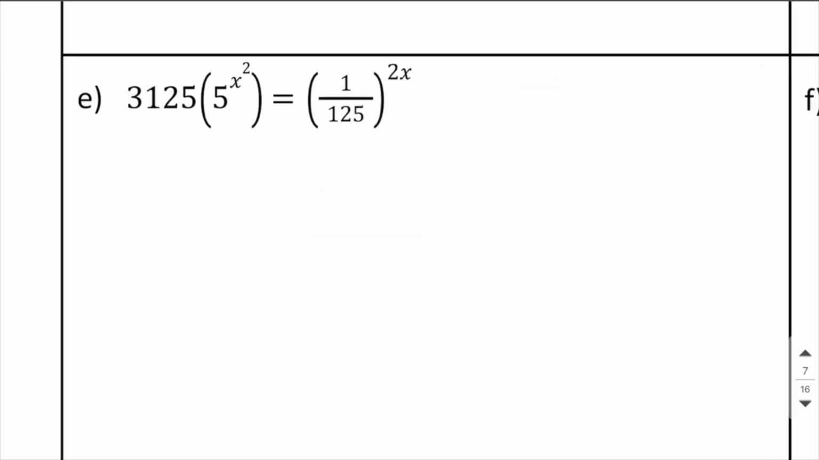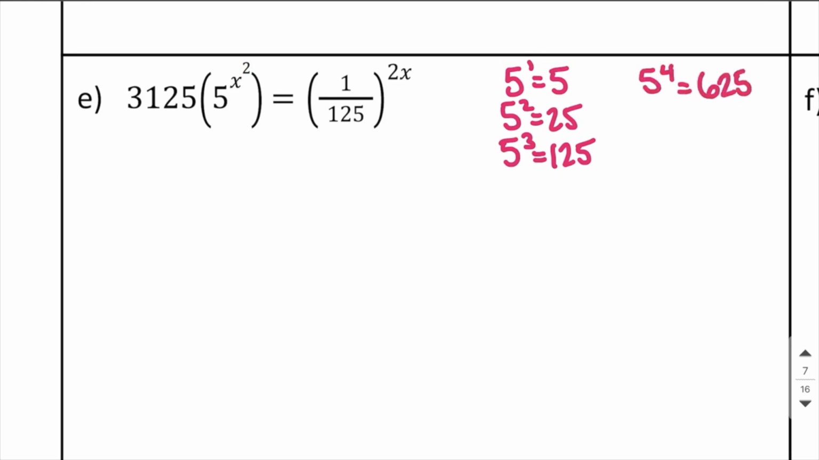Okay, so let's take a look at question E now and see what our common base would be for this question. When I look at this, I see I have a 5, and I also have 125, and I know that I can express 125 with a base of 5. So I'm going to think about 3,125. I know that 5 to the power of 1 is 5, 5 to the power of 2 is 25, 5 to the power of 3 is 125, 5 to the power of 4 is 625. And then if I do one more 5, I'll get 3,125. So we can rewrite this number right here as 5 to the power of 5.